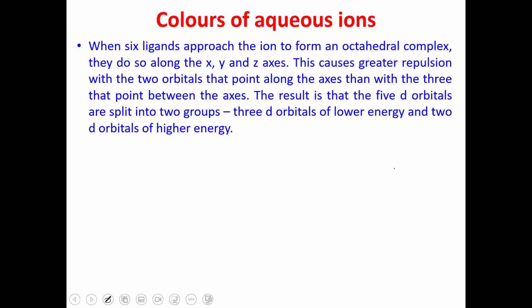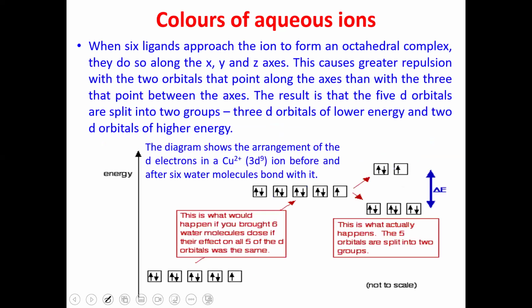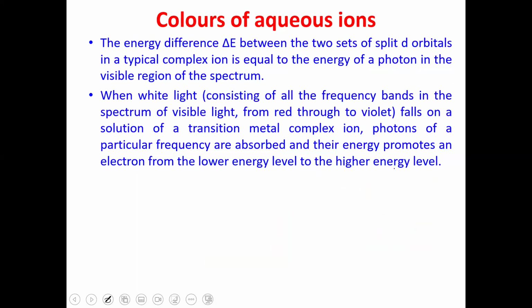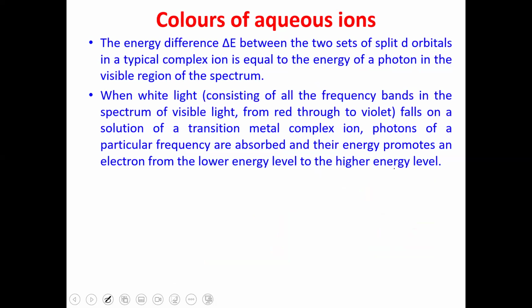So when 6 ligands approach the ion to form an octahedral complex, look at this idea. The d orbitals split into a group of 2 orbitals and a group of 3 orbitals. The group of 2 and 3 can change position. Maybe the group of 2 is above and the group of 3 is below. So this creates an energy gap. Colors of aqueous ions: how is color produced? The energy gap is capable of absorbing a certain wavelength of light.